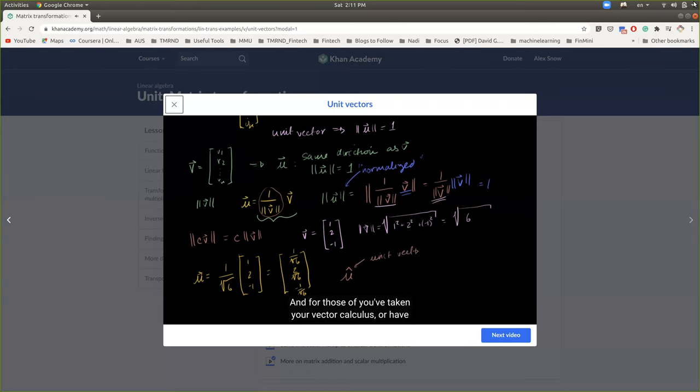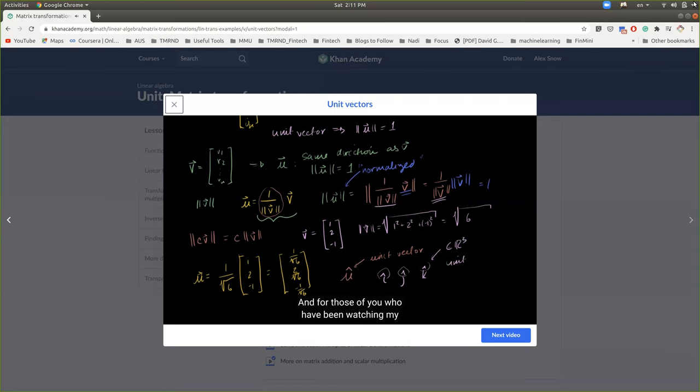And for those of you who've taken your vector calculus or have done a little bit of engineering, you're probably familiar with the vectors I, J, and K. And the reason why they have this little hat here is because these are all unit vectors in R3. They are members of R3, and they're all unit vectors. These are actually the basis vectors in R3.